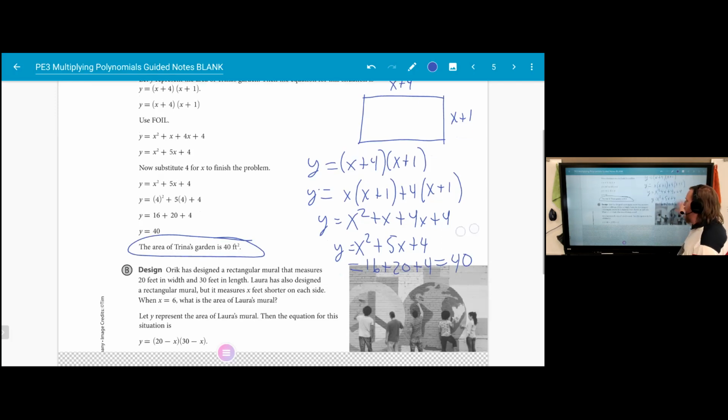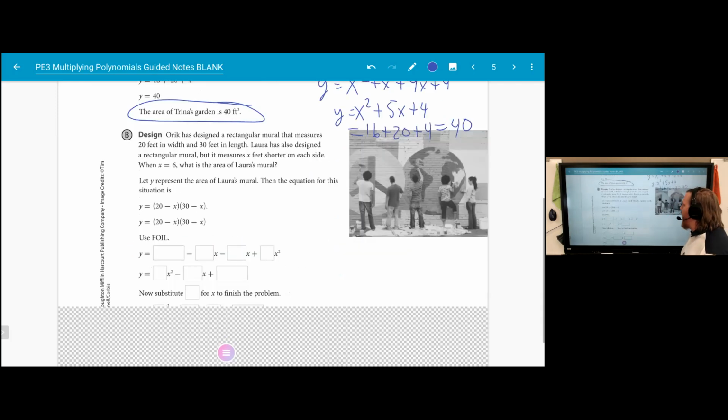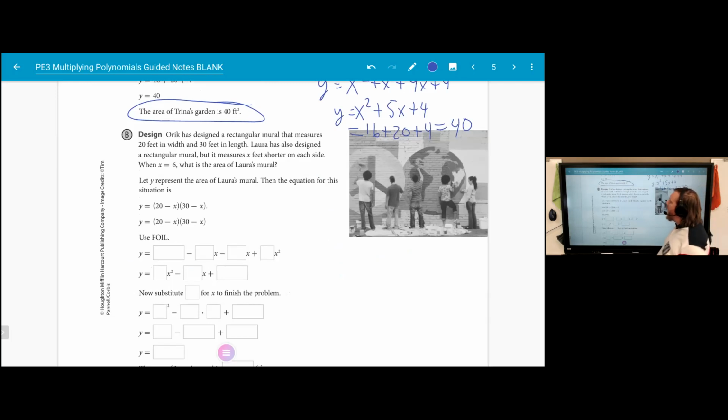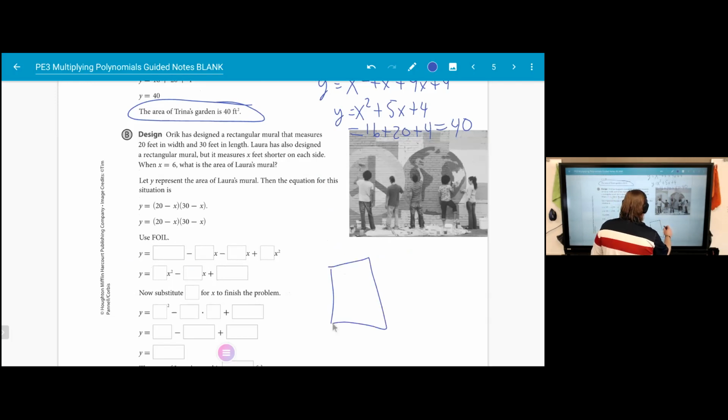Let's look at our second part here. Oric has designed a rectangular mural that measures 20 feet in width and 30 feet in length. Laura has also designed a rectangular mural, but it measures x feet shorter on each side. In other words, Laura's is x feet less. So let's see here, 20 minus x here and 30 minus x here.